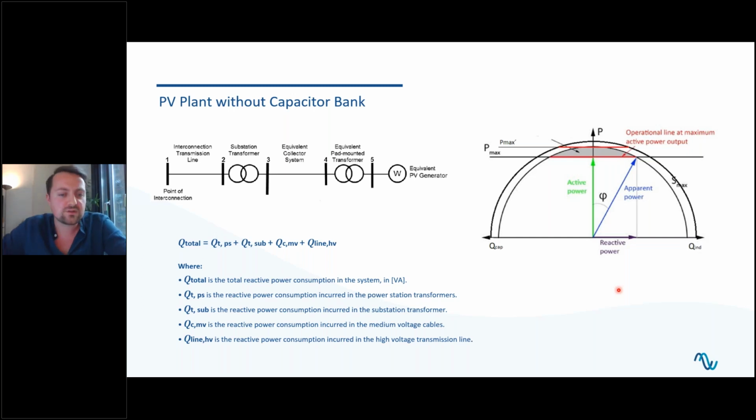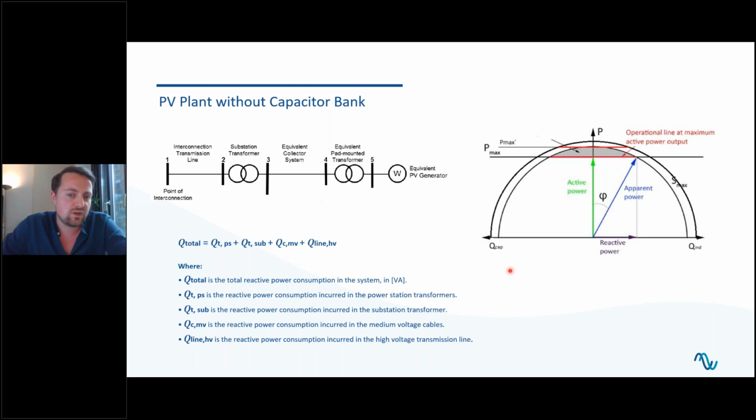The first strategy that can be used is to reduce the active power output, limiting the active power output of this plant in order for the inverter to gain reactive power capability, so it can absorb or inject. In this case, it needs to inject reactive power in order to compensate for the losses of the system. By doing so, it's quite costly because you are limiting the active power, so in the end you are limiting the useful energy that the PV plant can produce.